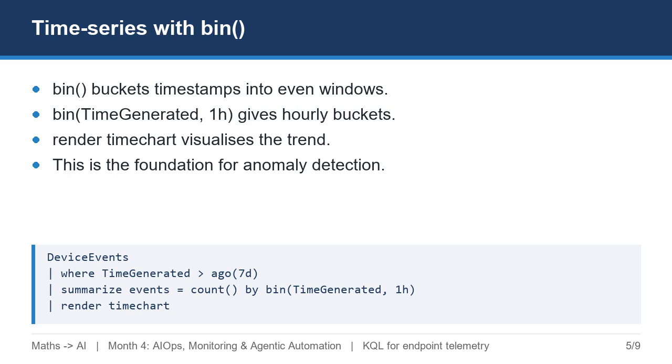For trends over time, bucket your data with the bin function. Bin of TimeGenerated, 1 hour, rounds every timestamp down to the start of its hour, giving you evenly spaced buckets. Pipe that into render timechart and you get a visual trend line. This is the foundation for the anomaly detection we'll use in the predictive lesson later this month.